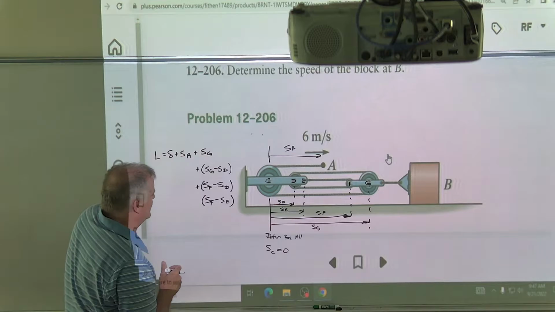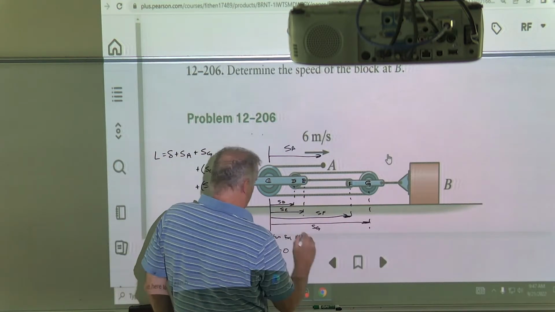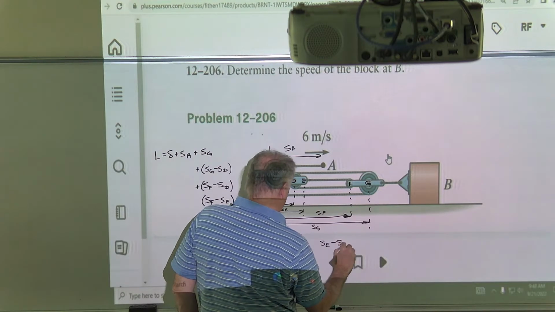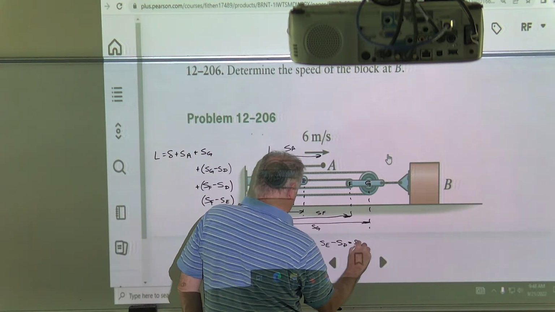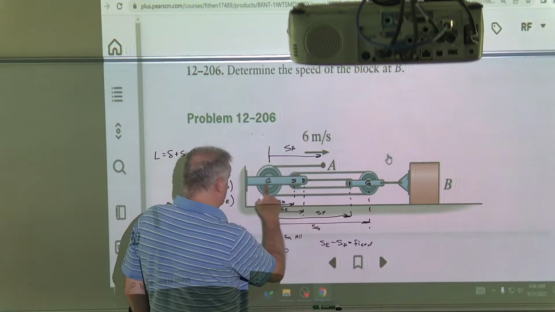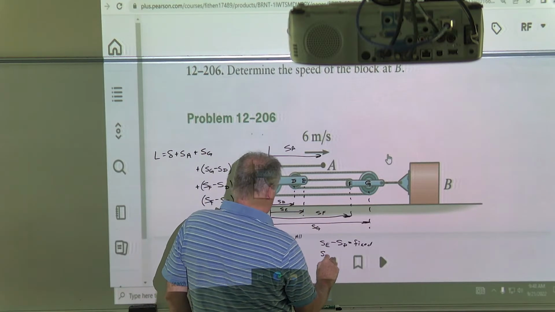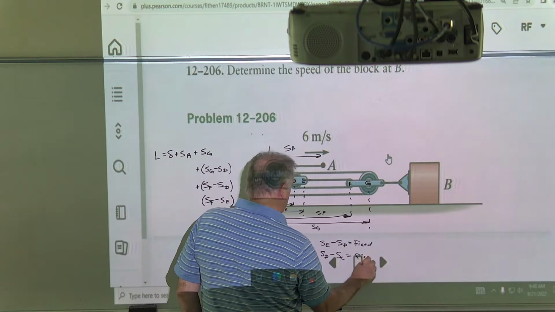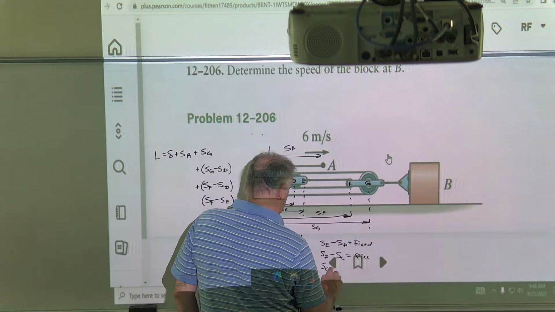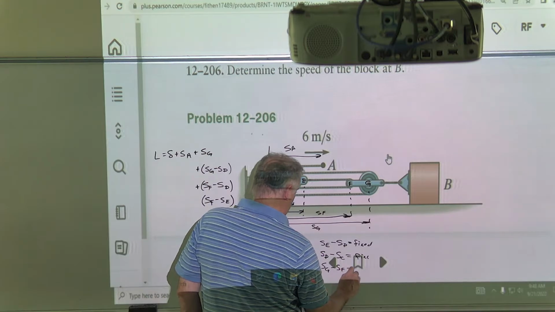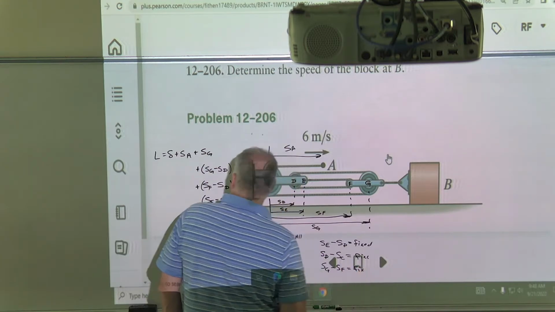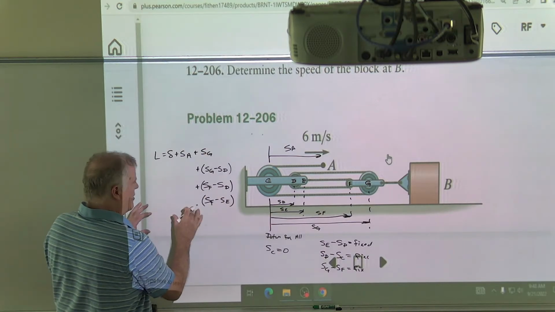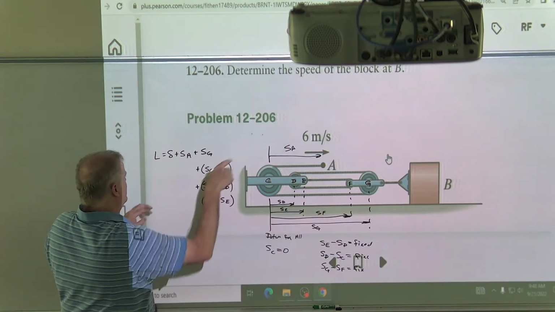But this distance, SE minus SD, is fixed. This distance SD minus SC is fixed, as well as SG minus SF is fixed. So at this point, I'm just going to take some derivatives, and then I'm going to move things apart, or maybe I should put them up there.